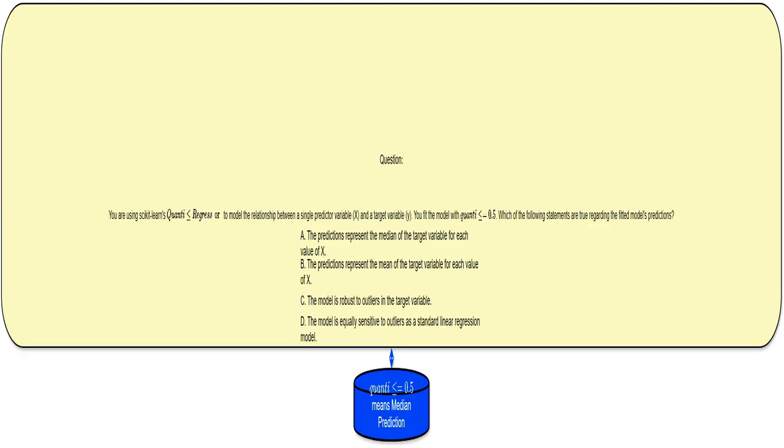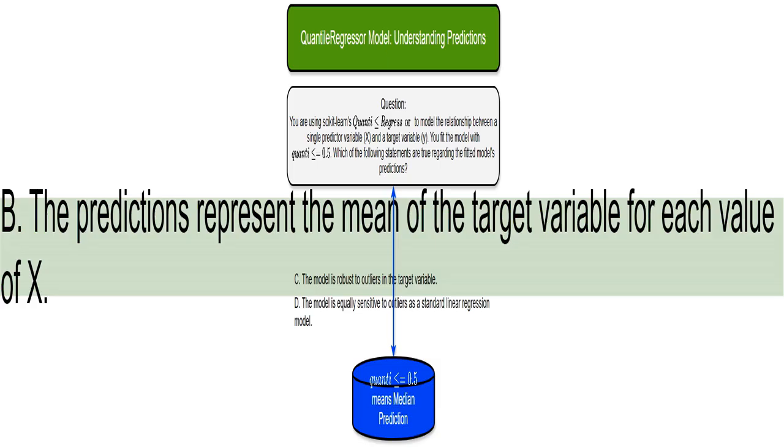Because we set quantile equals 0.5, the model predicts the median, the central value of the target variable. For example, if you have 10 houses with prices ranging from $100,000 to $1 million, the model will predict the price that is right in the middle, and will not be affected if one house costs $10 million. This is also true. The median is less sensitive to outliers than the mean.